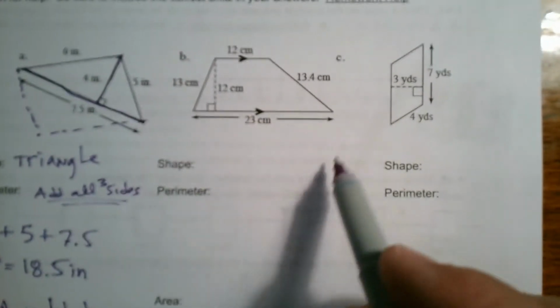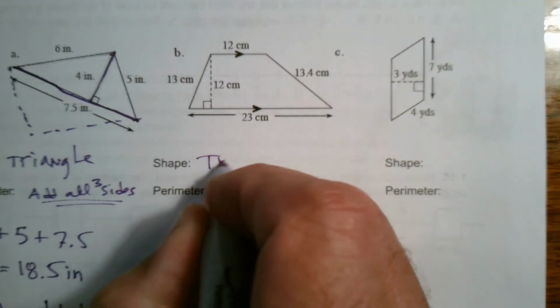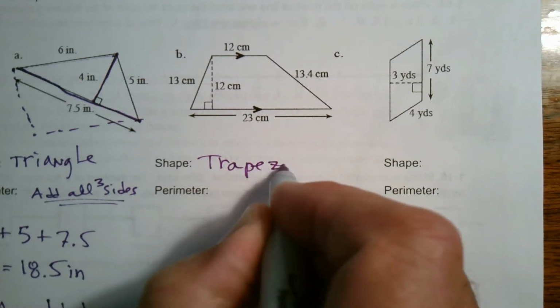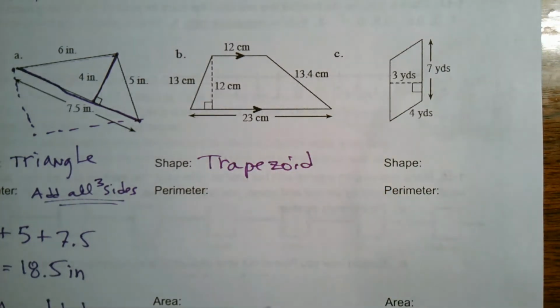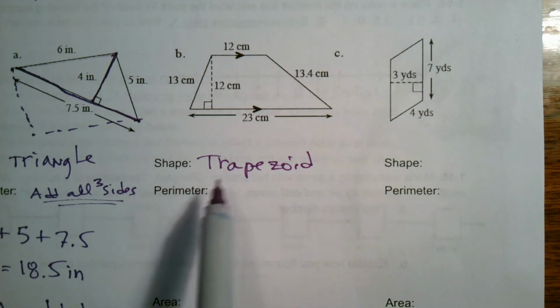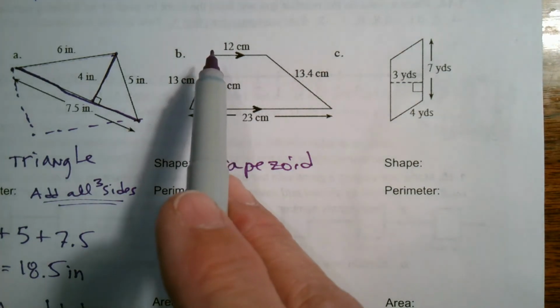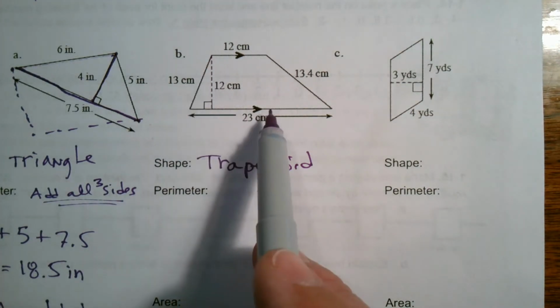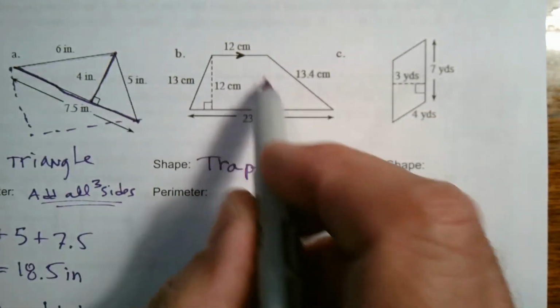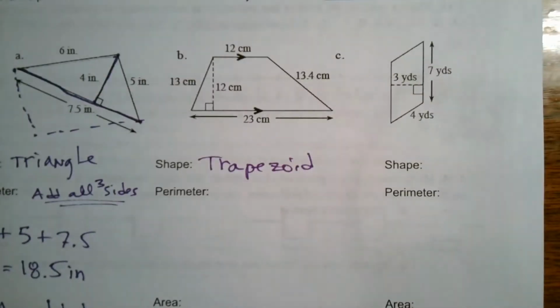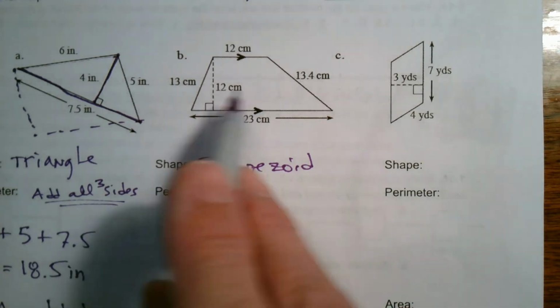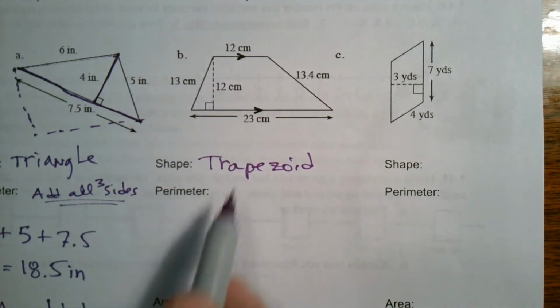This shape is known as a trapezoid. If you look at it, you could cut the trapezoid here and you have a rectangle and two triangles, but there's a way to find the area of that with one formula. So I'm going to show you that.